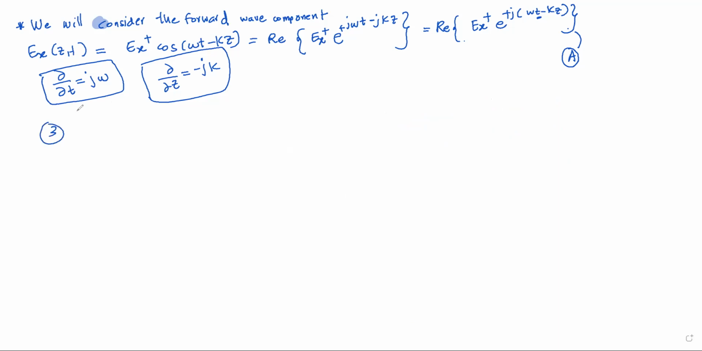So the third property is the wave impedance of the uniform plane wave. The wave impedance of the plane wave we can define using the electric field and the magnetic field. So the wave impedance is given by the ratio of the electric field and the magnetic field.